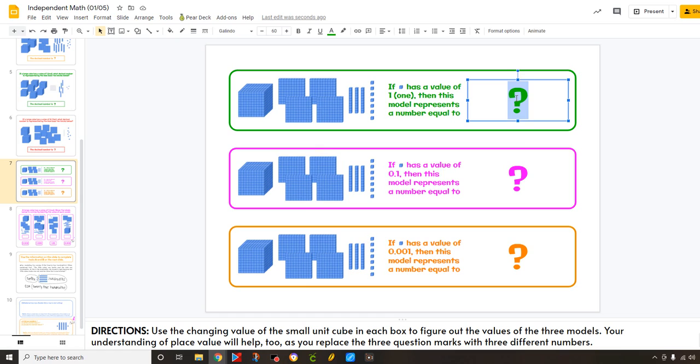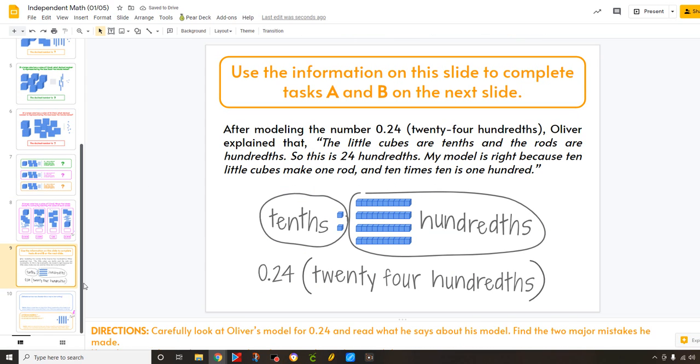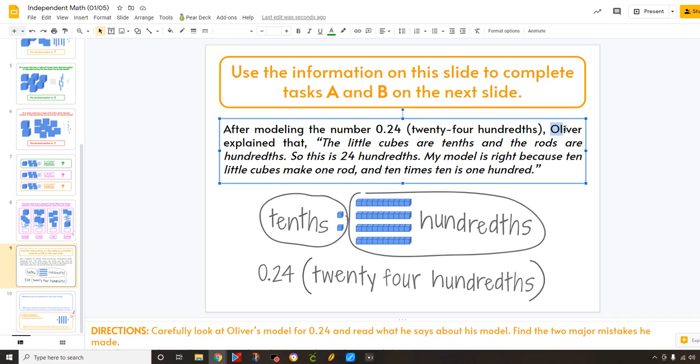So there you'd write the numbers here. And again, I'll use my fake number. It was 12.3. You would type it in there, okay? For the last two slides, they go together. It's based on a kid named Oliver, and he builds a model. He explains his model down here.